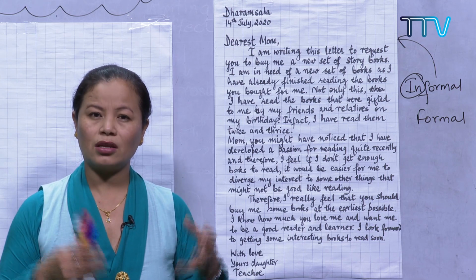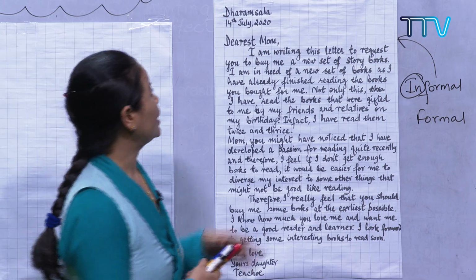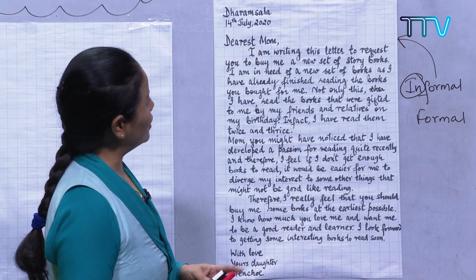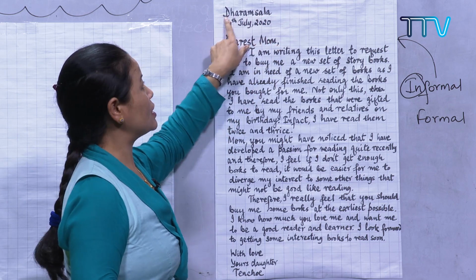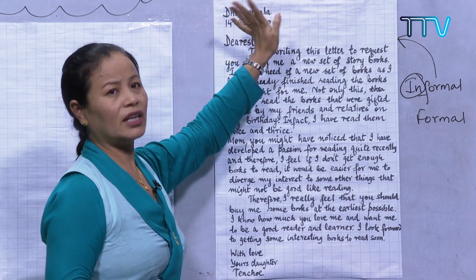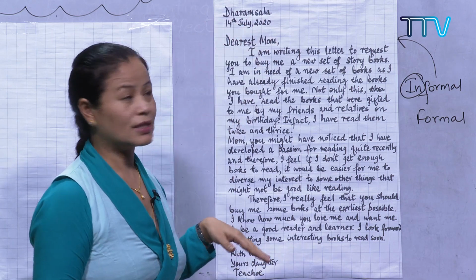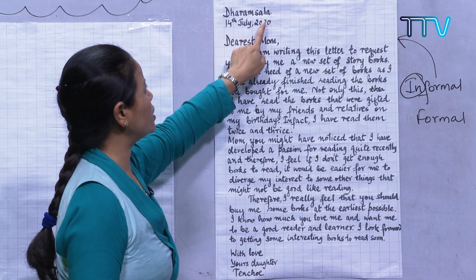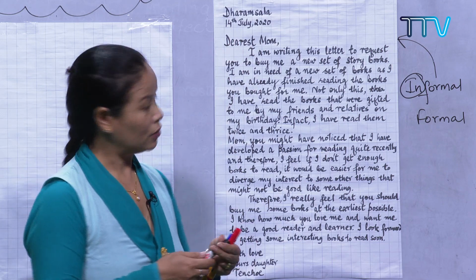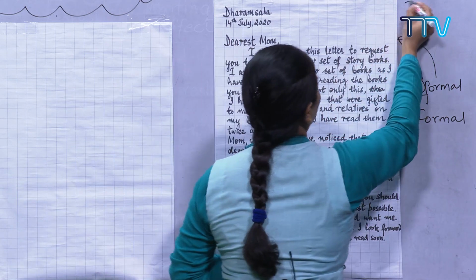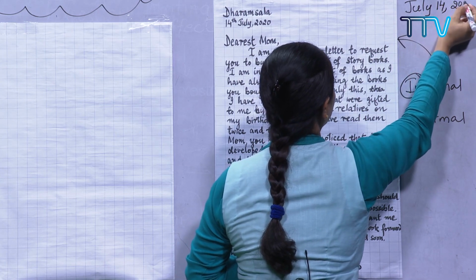Everything has to be taken care of. Please remember that, okay? So let's read the letter. So Dharamsala, I have written Dharamsala because this is my address. I haven't written the detailed address, just Dharamsala. This is a place, okay? 14th July, this is today's date, 14th July 2020. Or you can write July 14, okay? You can write July 14, 2020.